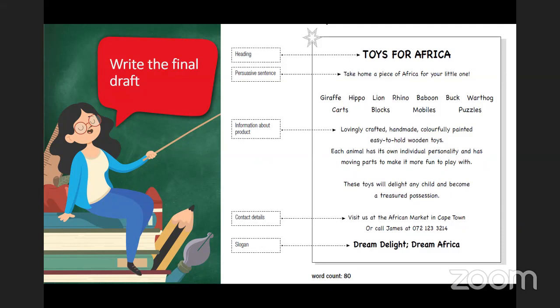So that is how our advert would look. Have a good look at it. You do need to produce something like that when you are writing your exam, or when you're practicing at home. Any questions? Are we good? Are we clear?